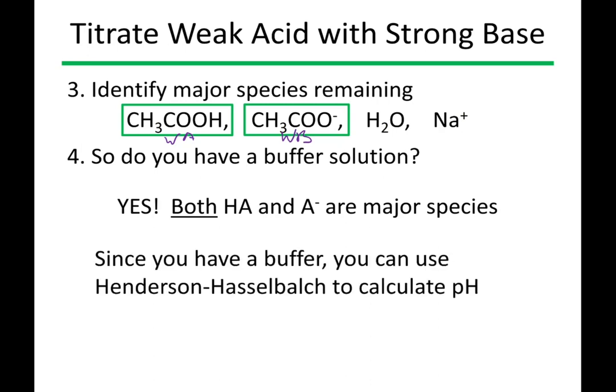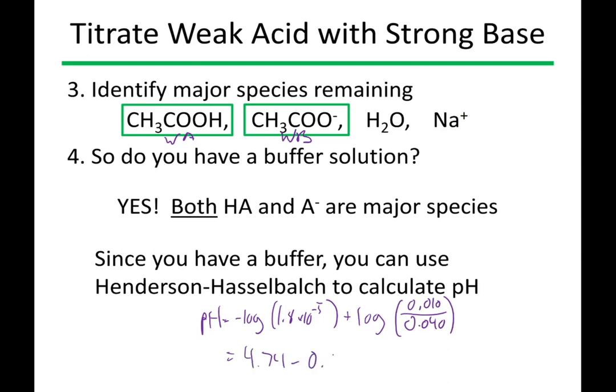So we can use the Henderson-Hasselbalch equation to calculate the pH. The pH is going to be the pKa plus the log of the base divided by the acid, and this is going to give us 4.74 minus 0.60, and that's equal to a pH of 4.14.